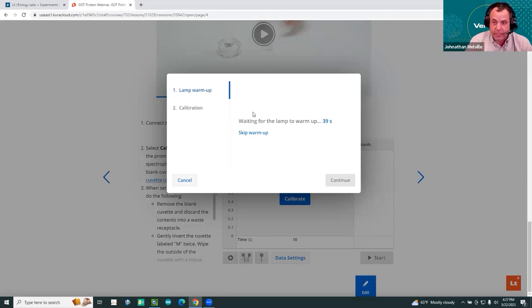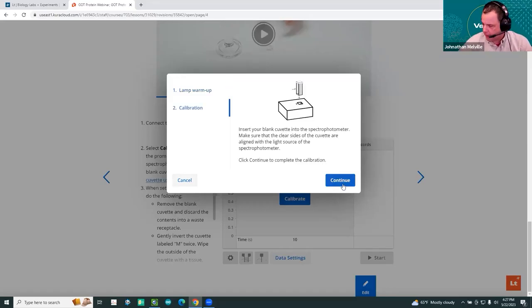If the device has been plugged in to a computer and it's warmed up for a period of time, you don't have to worry about the warm up, so you can skip it. I'm going to hit continue here, and now I'm going to calibrate. So I'm going to put in the unreacted Bradford.